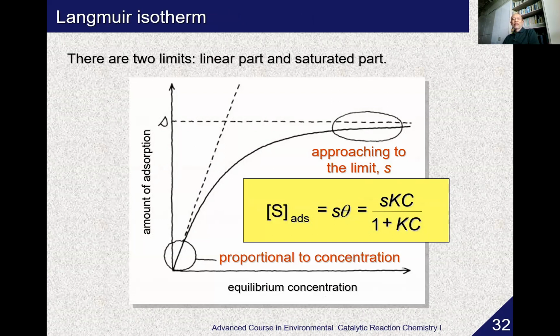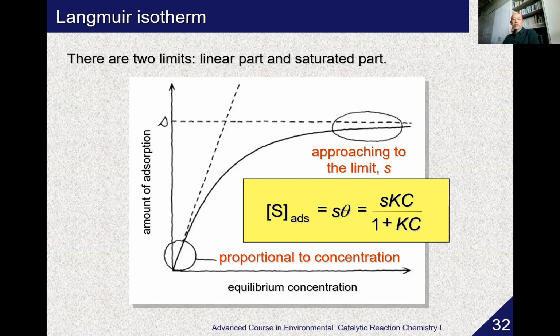adsorption. So if the concentration is very small for Langmuir isothermal adsorption, that is similar to the Henry type adsorption. And if the concentration becomes very large, in that case, the amount of adsorption is approaching to the limit S. So this is the highest limit. So the adsorption amount is approaching to the limit S. And in the very, very high concentration range, that is almost equal to S.